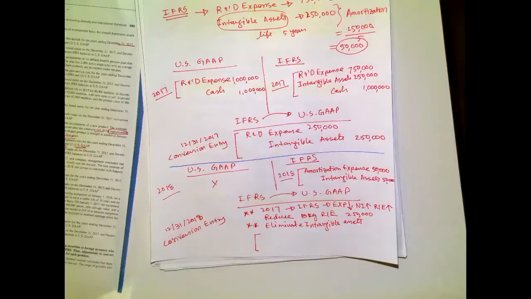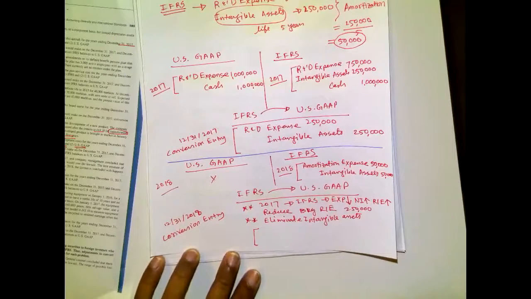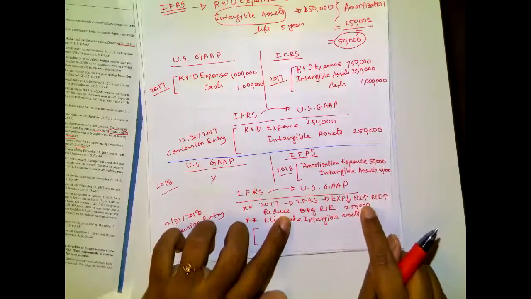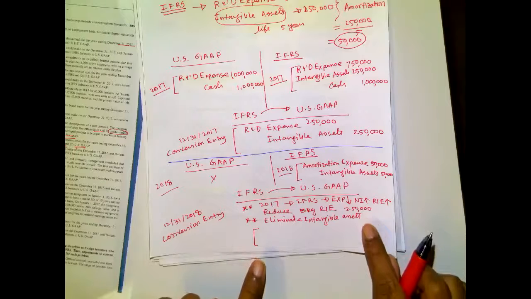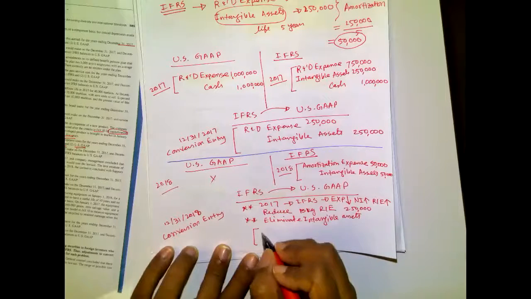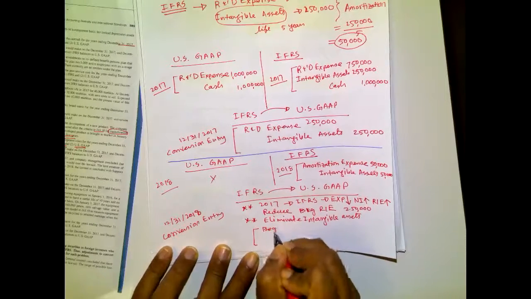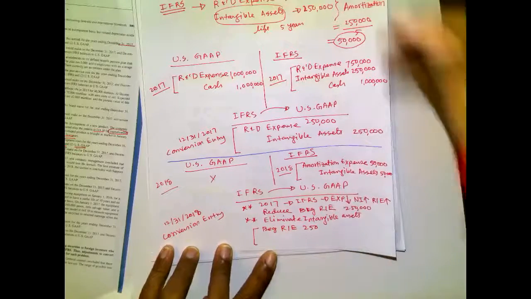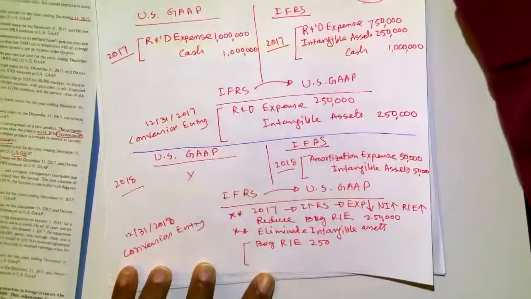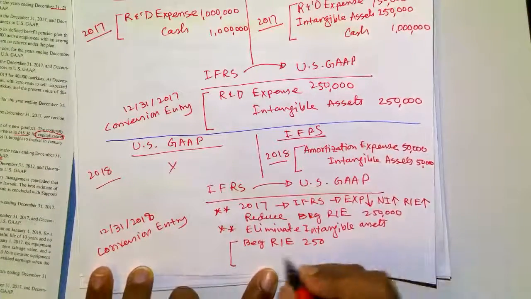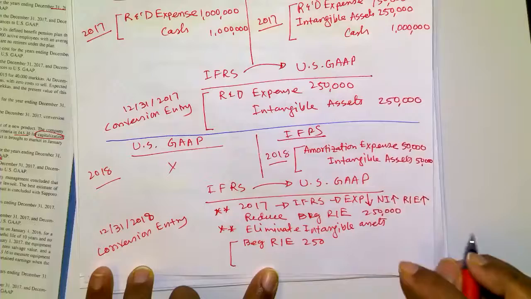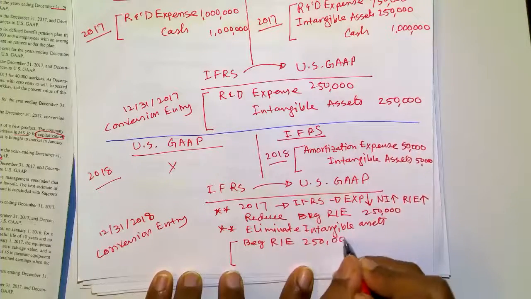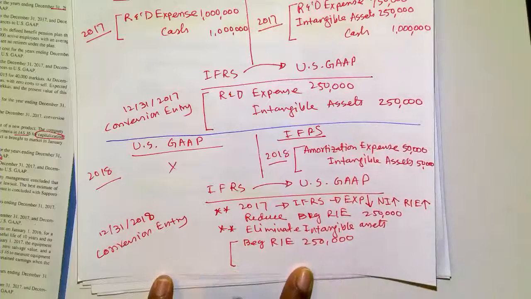Now, if I combine everything together, first you have to reduce your beginning retained earnings. Retained earnings is a credit item, so to reduce it you have to debit it. So I'll debit beginning retained earnings 250. Sorry for squeezing it, but I just wanted to show everything. I'm going to debit it because I have to reduce retained earnings, which is a credit item. So I will debit beginning retained earnings.